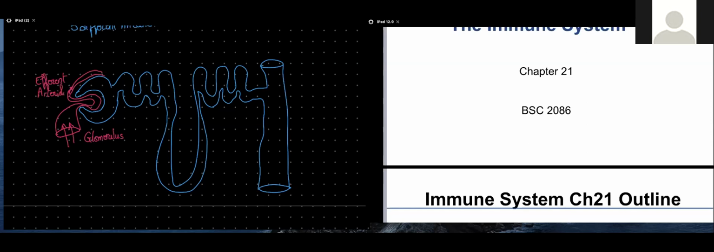The continuation of the efferent arteriole gives rise to a tuft of capillaries. This time they will be surrounding my proximal and distal convoluted tubules. We call the capillaries around those tubules my peritubular capillaries.